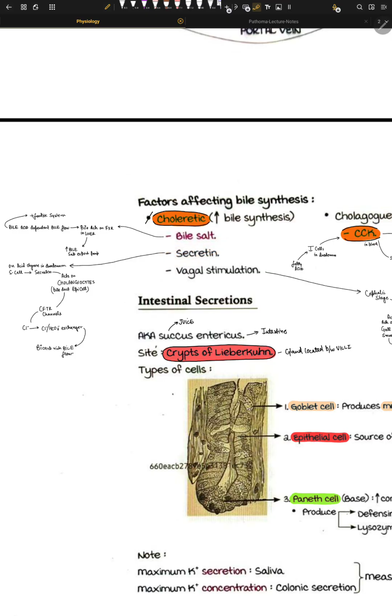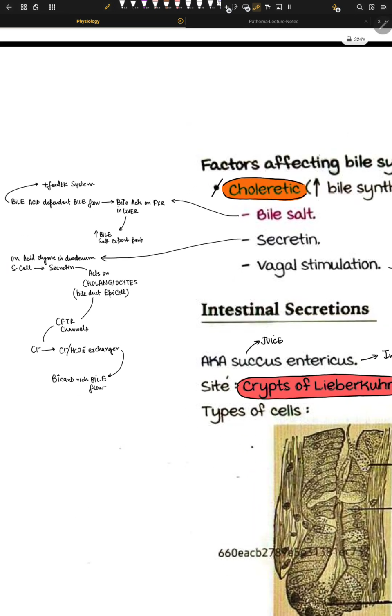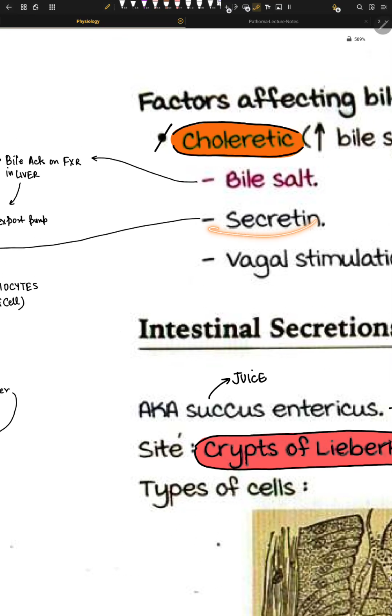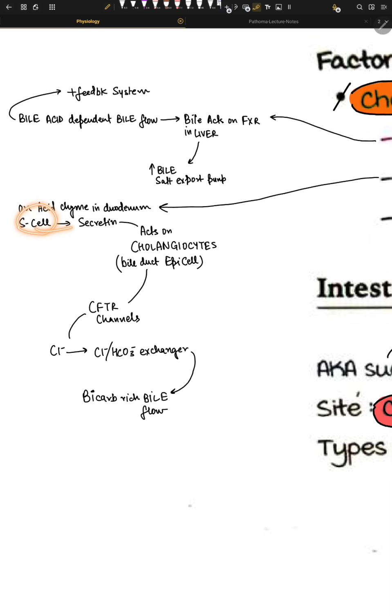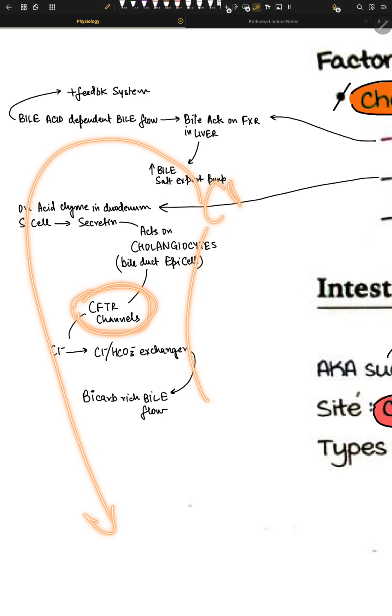So these increase the bile flow, and they increase the bicarbonate flow from hepatocytes and from these cholangiocytes, right? From pancreas. So how does secretin do it? Secretin gets released in the presence of acid chyme in the duodenum from the S cells. So S cells make secretin. Secretin acts on these cholangiocytes, the bile duct epithelial cells, and they work on CFTR channels. We know the CFTR channel produces chloride, and then chloride is exchanged, right, with this.